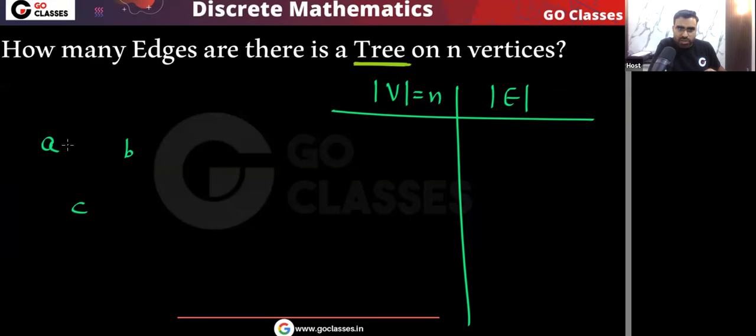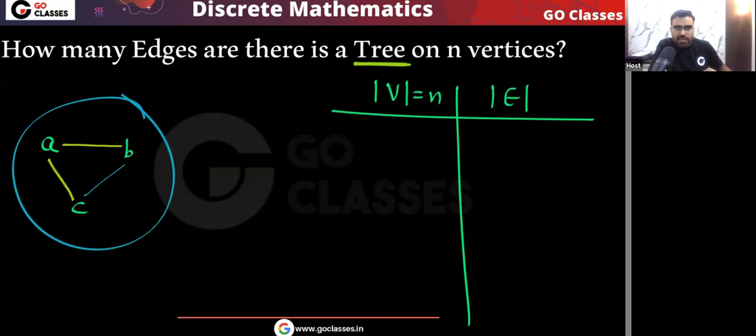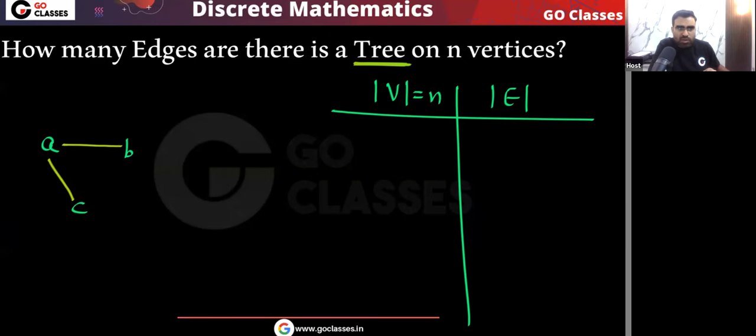I want to create a tree, so let me create one. I can put this edge, but this is not connected. A tree is connected and acyclic, so let me put this one also. Now can I put this edge? I cannot, because now there is a cycle. So you can see that if you have three vertices, there will be only two edges. If I don't put this edge, it is not connected, so it is not a tree. So definitely the number of edges will be two.